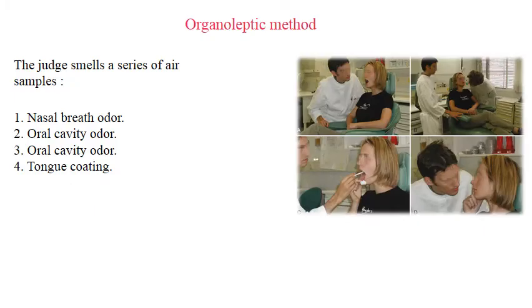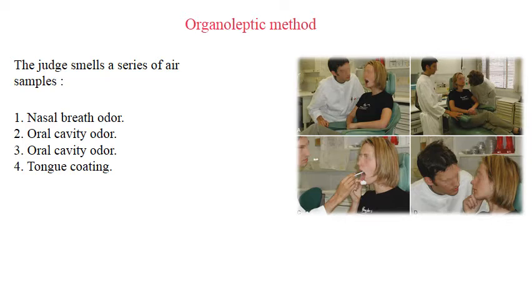In organoleptic assessment, the judge smells a series of air samples as follows. First, nasal breath odor. The subject expires through the nose while keeping the mouth closed. When the nasal expiration is malodorous, while the air expired through the mouth is not, an ENT problem can be suspected. Second, oral cavity odor. The subject opens the mouth and refrains from breathing while the judge places his or her nose close to the mouth opening at about 5 centimeters from the patient's mouth. Third, oral cavity odor. The patient counts from 1 to 10. This provides oral malodor because of drying of the palatal and tongue mucosa.